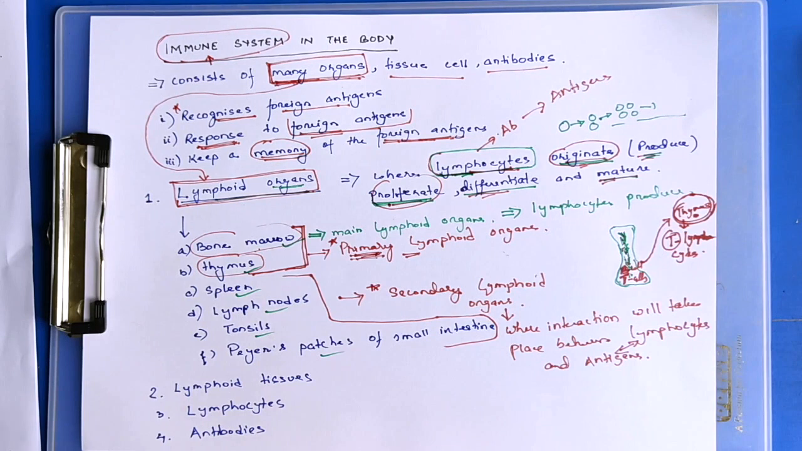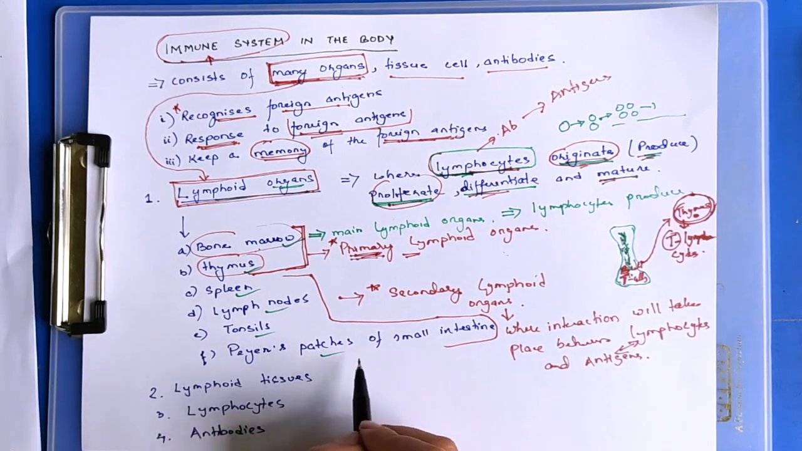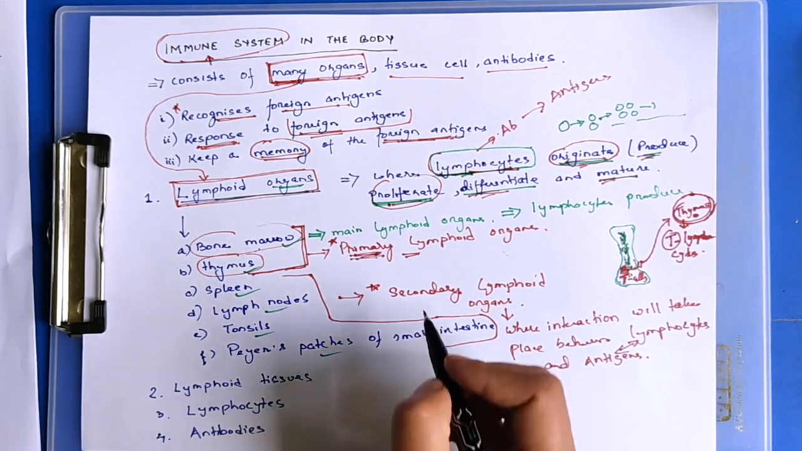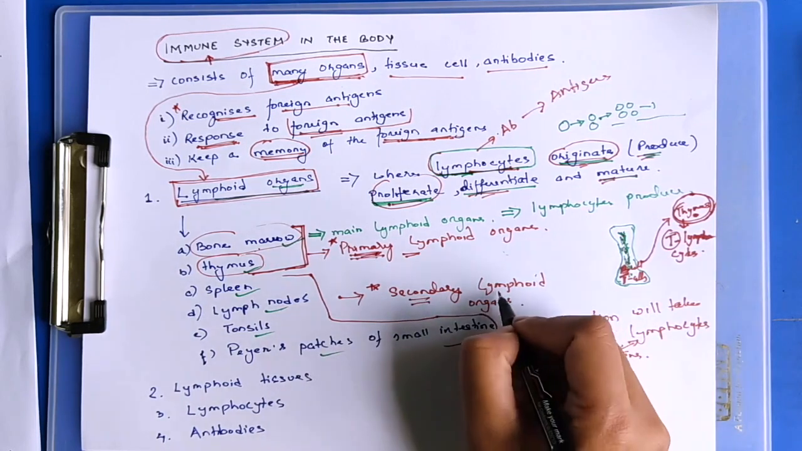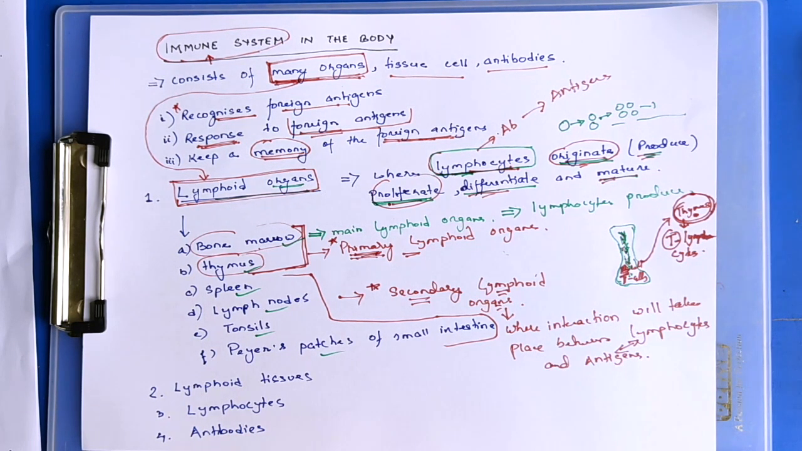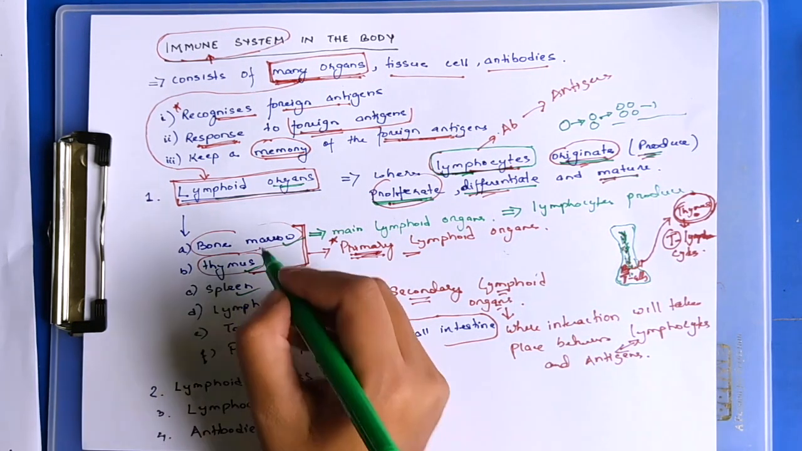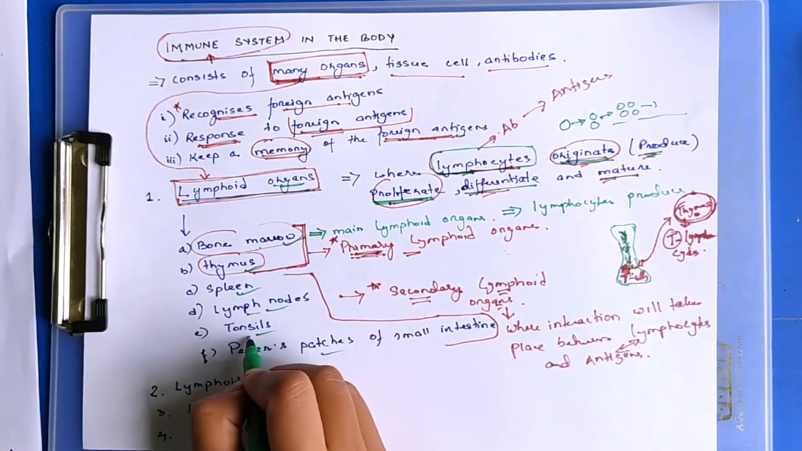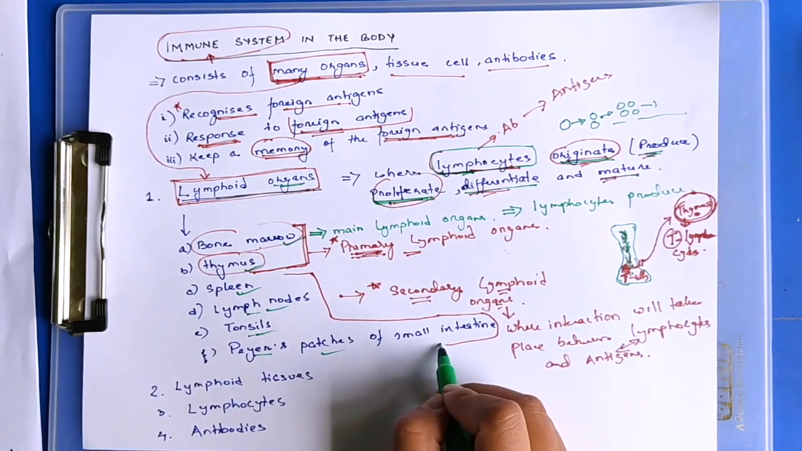Spleen, lymph nodes, tonsils, Peyer's patches of the small intestine are considered secondary lymphoid organs because they are the place or the site where interactions of the lymphocytes and the foreign particles or antigens take place. Lymphoid organs: bone marrow, thymus, spleen, lymph nodes, tonsils, Peyer's patches of the small intestine.